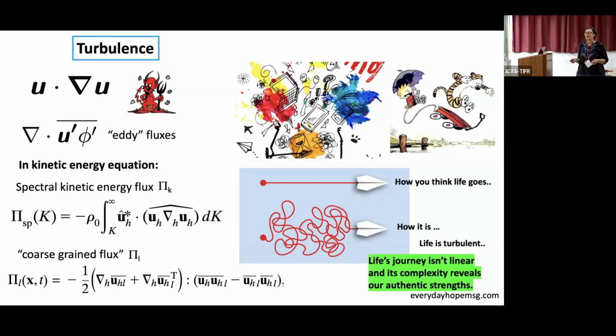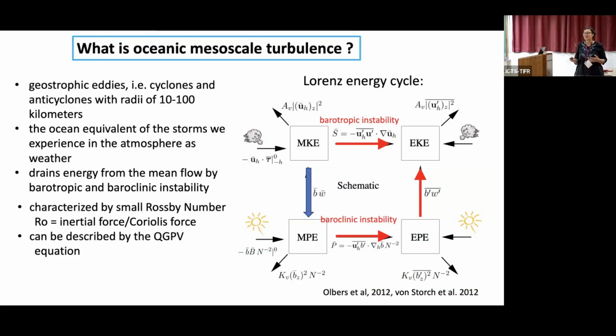But in space scale, you can also look at a coarse-grained flux. We have already heard a lot about the definitions of the meso and submesoscale regimes, but I'm going to repeat it here. So what is oceanic mesoscale turbulence? Those are geostrophic eddies, cyclones and anticyclones, typically with radii in the ocean of 10 to 100 kilometers, the ocean equivalent of the storms in the atmosphere.